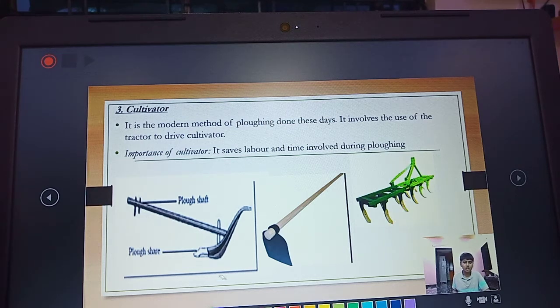And let's see the importance of cultivator. It saves labor and time involved during plowing. Now in hoe it's not that technical, but you need a lot of time to plow the whole land. But for plow you need time, but not that much time compared to hoe. But cultivator does it very fast, so it is one of the efficient methods for plowing.